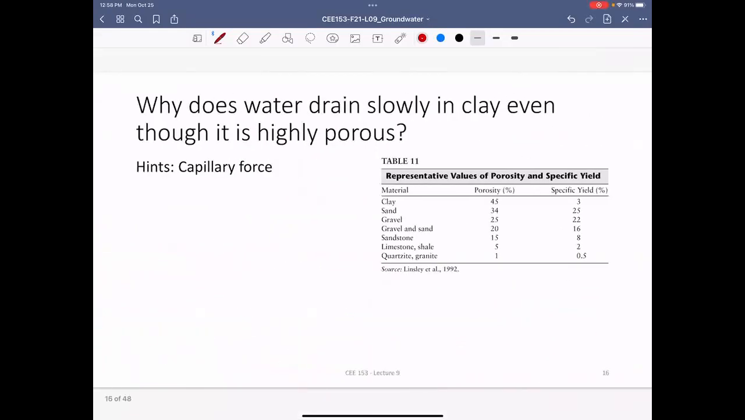All right, so this is a conceptual question we covered before. I just want to put it here.